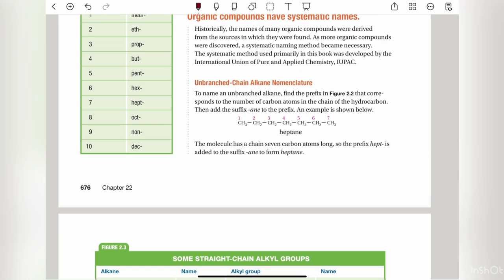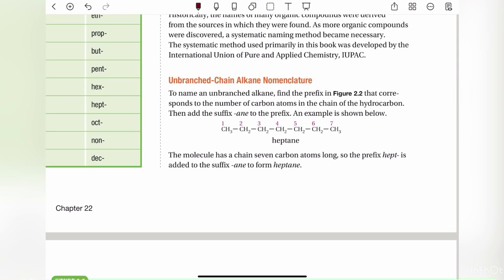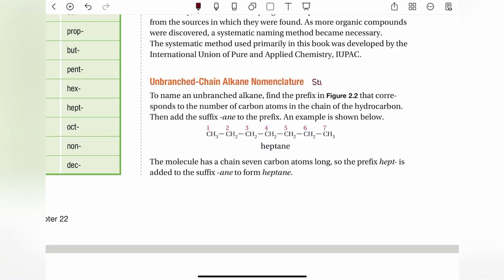So unbranched chain means that the compound is simply a chain. It's in a straight line. So we're talking about straight lines here. To name an unbranched alkane, find the prefix in figure 2.2 that corresponds to the number of carbon atoms in the chain of the hydrocarbon. Then add the suffix "ane" to the prefix. So it's "ane" because it's alkane. So we're just using this prefix everywhere when we want to refer to alkanes. An example is shown below.